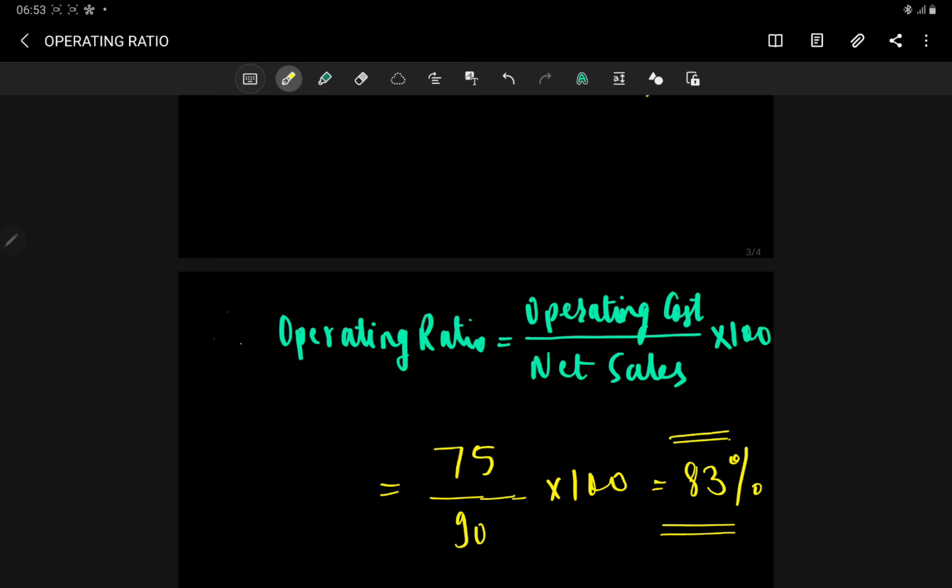I guess you got a brief idea of how to calculate the operating ratio. If you are not clear, I request you to please watch this video again, so your concept of operating ratio gets clear. To understand the concept of MSME in depth, you need to understand each and every concept of MSME very minutely. That's why we are understanding all these concepts very minutely with every concept behind them. I hope this video was helpful to you.